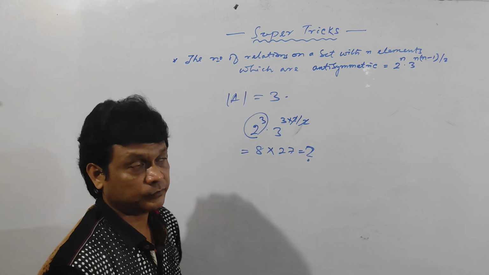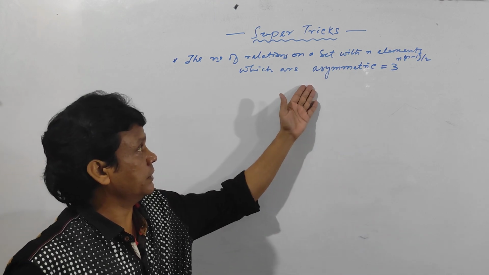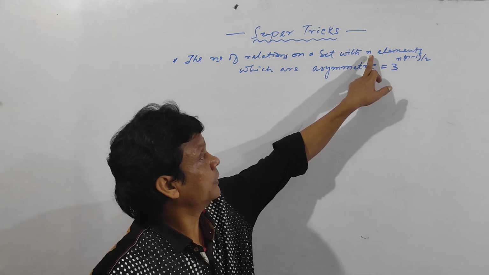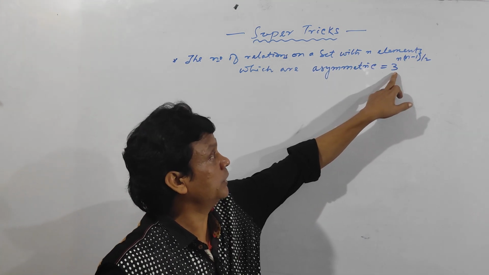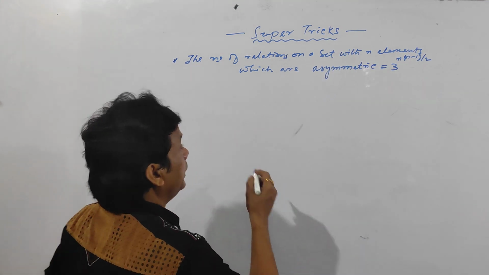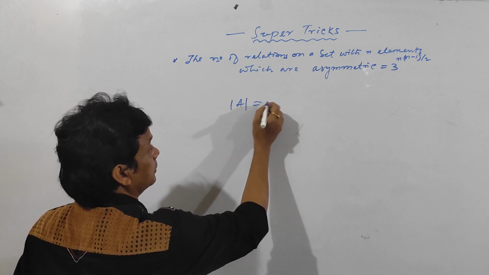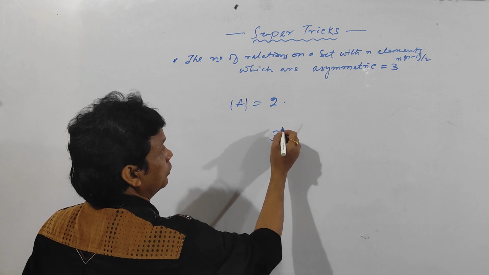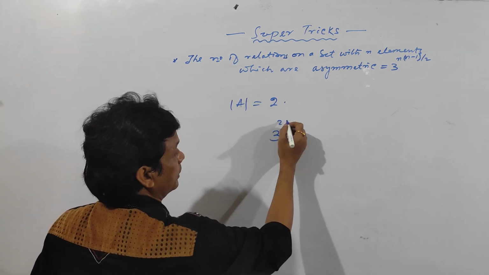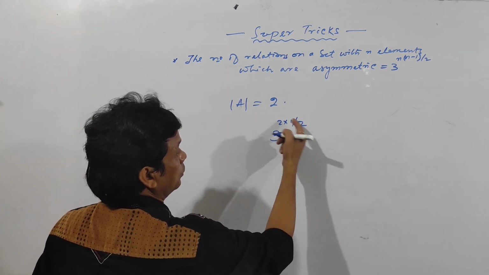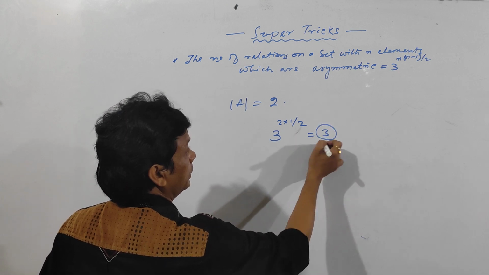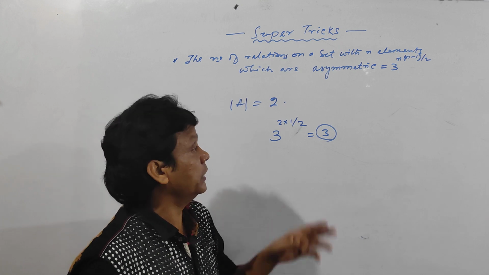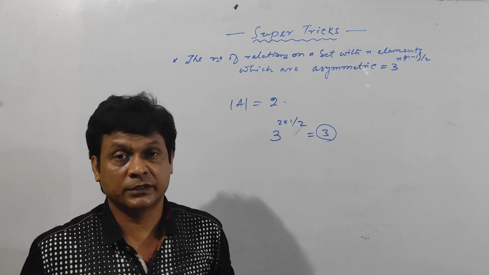Clear? See, the next trick is how many asymmetric relations you can form if a set contains n elements. It is 3 to the power n into n minus 1 by 2. If this set contains 2 elements, then the number of asymmetric relations is 3 to the power 2 into 2 minus 1, it is 1, divided by 2. 2 cancel, it is equal to 3. Then only 3 asymmetric relations you can form on a set containing 2 elements. Clear?